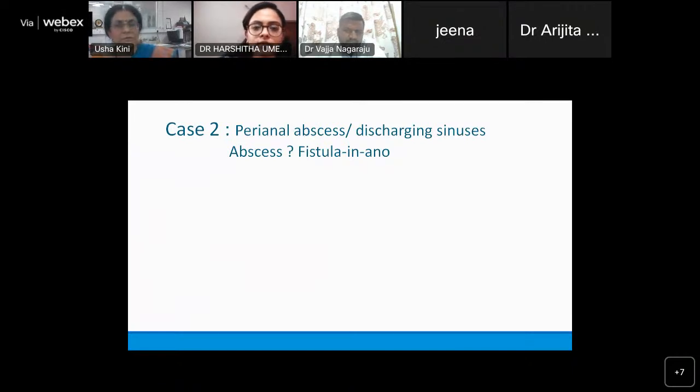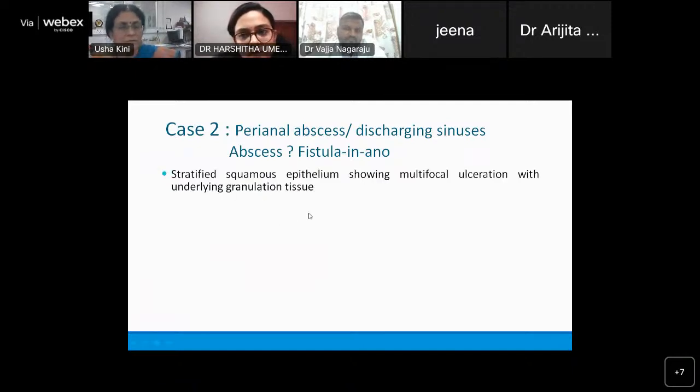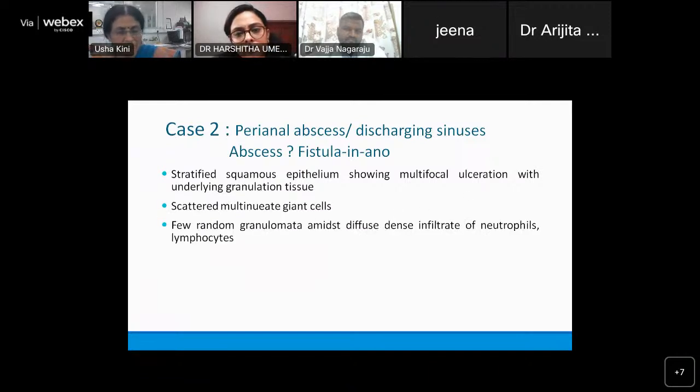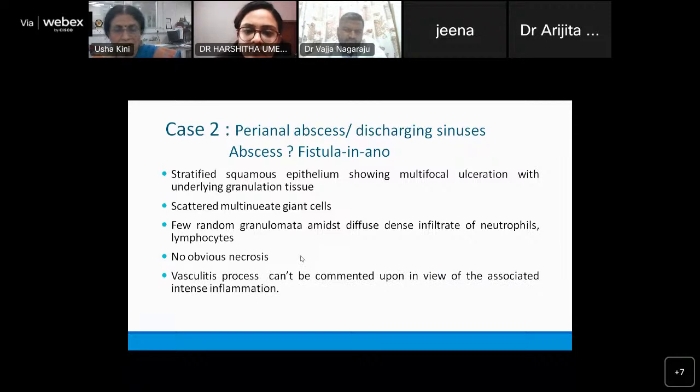Yeah, okay. So this is a perianal abscess. We have seen striated squamous with multifocal ulceration, stellate multinucleate giant cells, random granulomata as we described. But there is no obvious necrosis. Now, one thing we need to know is whether there is any vasculitis, because the clinician was a little worried because this child was not doing well. There were a few rashes on the skin.